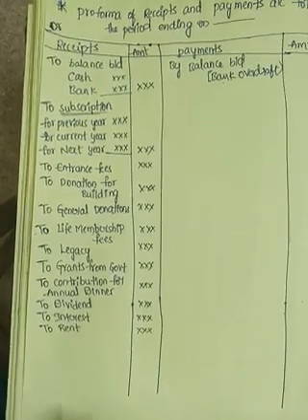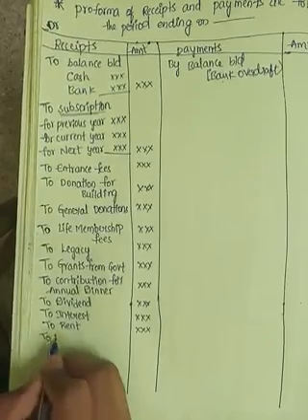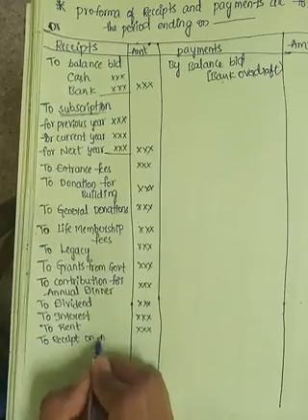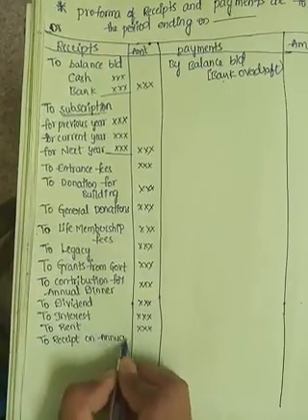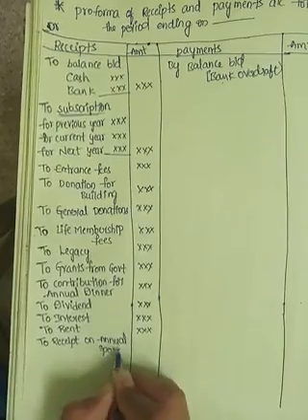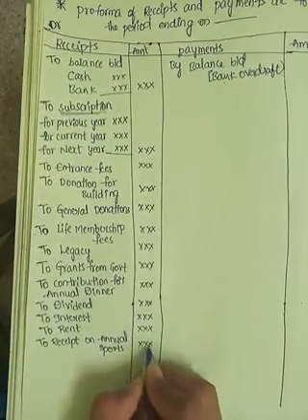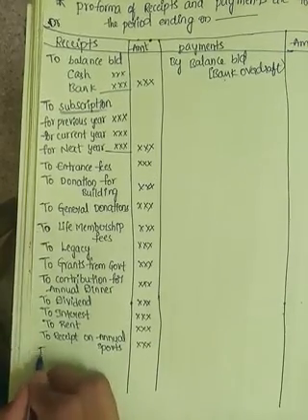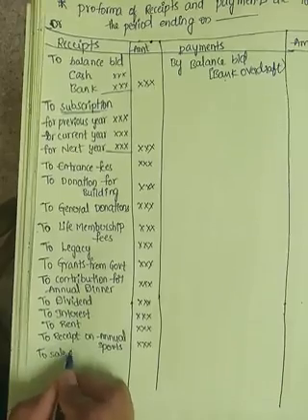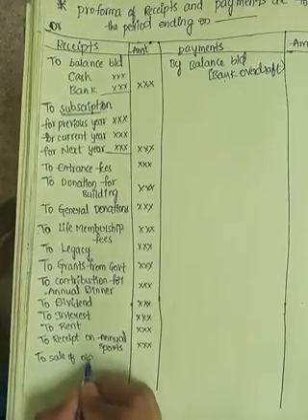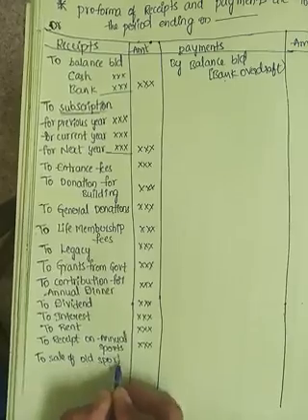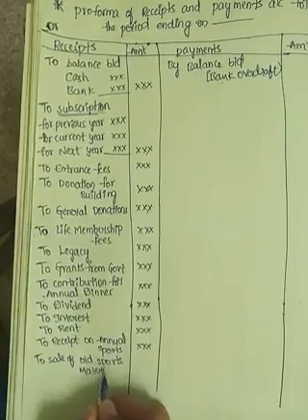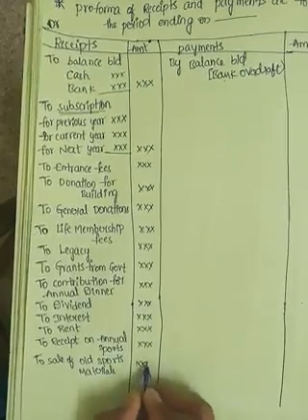Next is to receipt on annual sports, next is to sale of old sports materials.